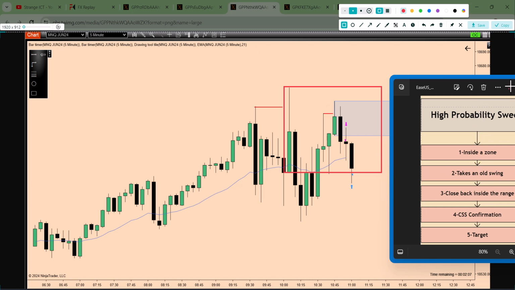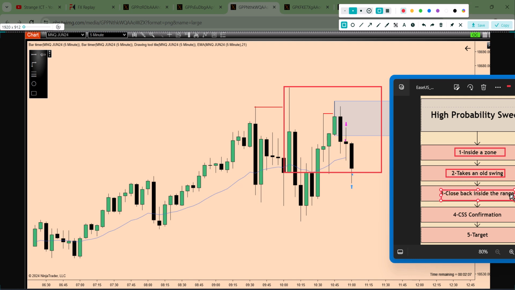So let's run this process once again. We are inside this zone, which is this candle right here. We took an old swing, which is this one right here. It is relatively old, right? Because price traveled all the way to the lower band of the area and then one more time sweeping this high. So this is also valid.